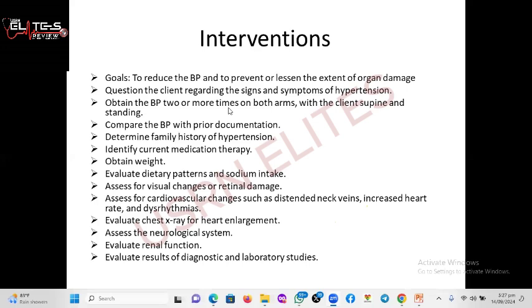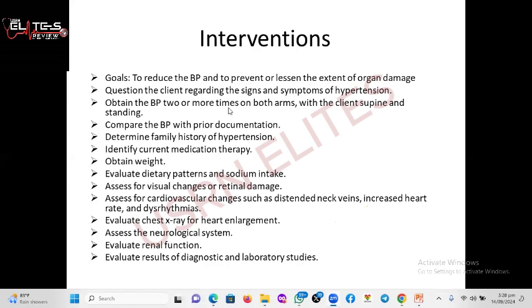Then you have to assess for any form of cardio changes. Distended neck veins, heart failure could also happen. So any form of increased heart rate, any form of dysrhythmia, you have to assess for all those things. Chest X-ray could be done. There could be some form of heart enlargement or cardiomyopathy. So you need to do a chest X-ray to assess the heart.